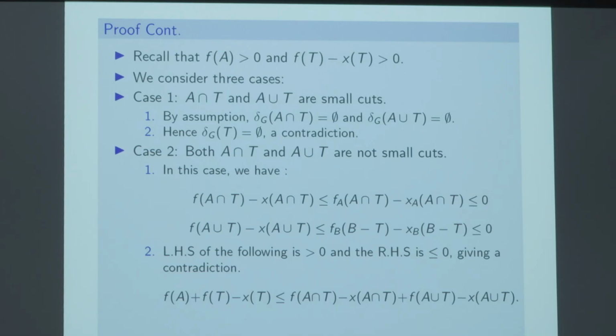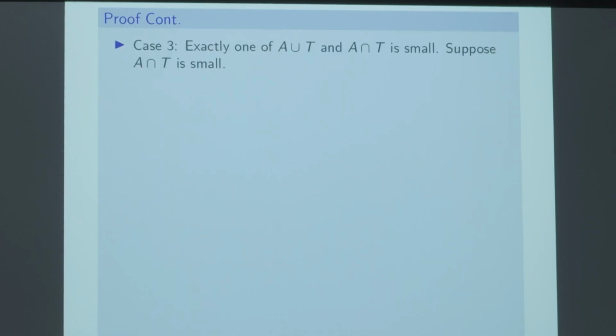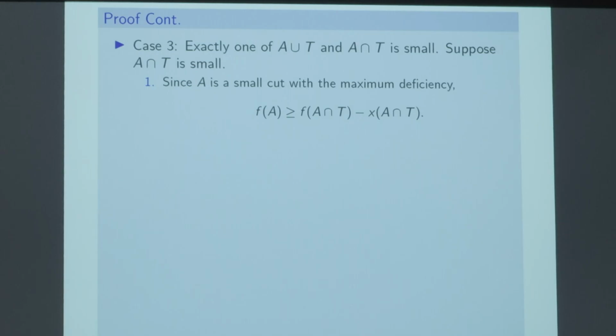So these two cases are fine. Note that in these two cases, we have not used the fact that A is a cut with maximum deficiency, which we will use in the third case. So exactly one of A union T and A intersection T is a small cut, okay? And in this case, since A is a small cut with maximum deficiency, it must be true that F of A is greater than or equal to F of A intersection T minus X of A union T intersection T, right? So I'm assuming A intersection T is small. And since FA is the cut with maximum deficiency, this inequality holds, okay?